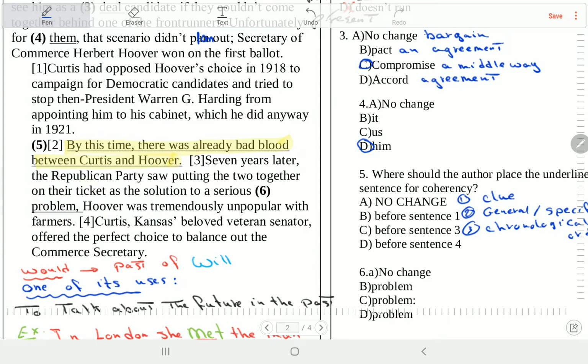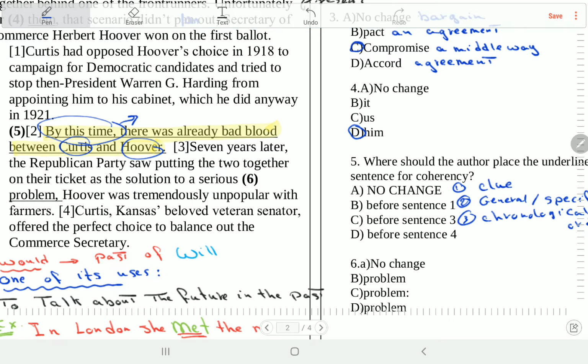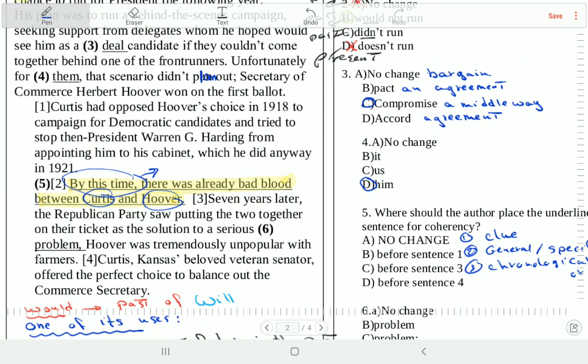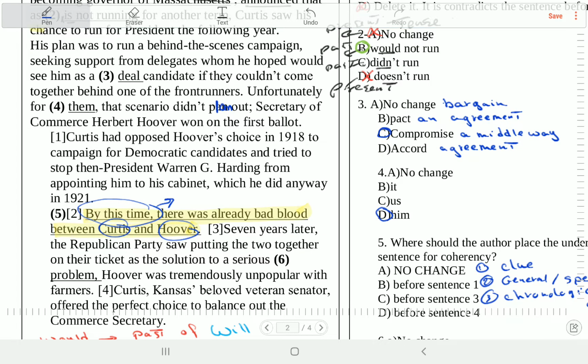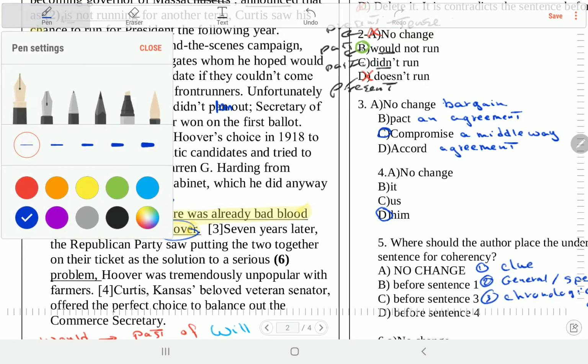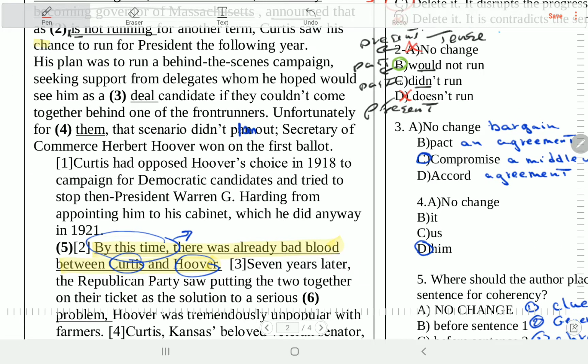So actually we have a clue. By this time, so the author must have mentioned a time before. And Curtis and Hoover. So we want to decide where to put it: before sentence 1, before sentence 3, or before sentence 4. I recommend starting with before sentence 1. And how do you do it? Just read the last sentence of the previous paragraph and see if it is related. The last sentence in the previous paragraph: Unfortunately for him, that scenario didn't work out. Secretary of Commerce Herbert Hoover won the first ballot. So Hoover was mentioned here.